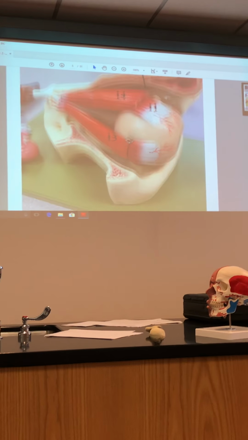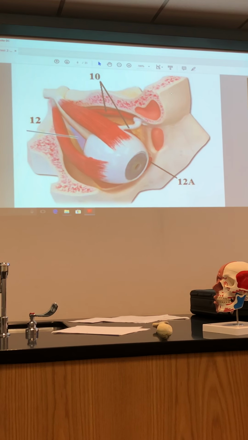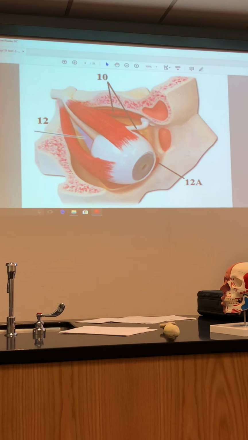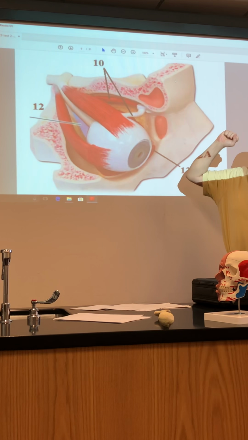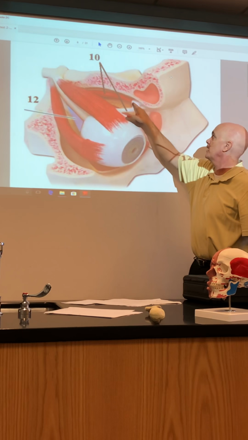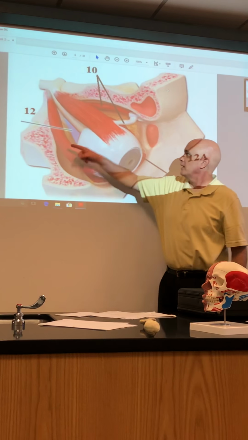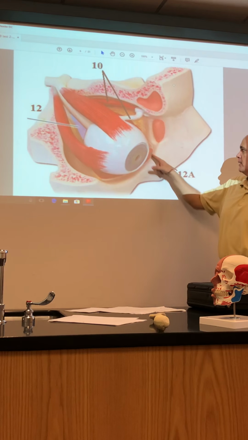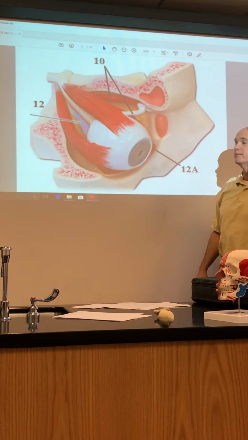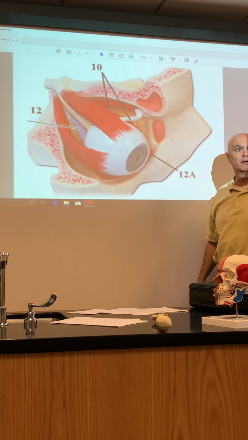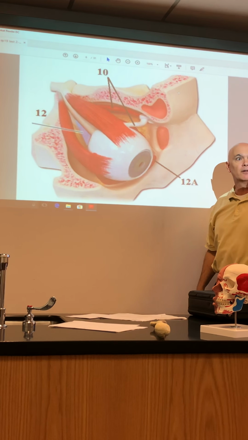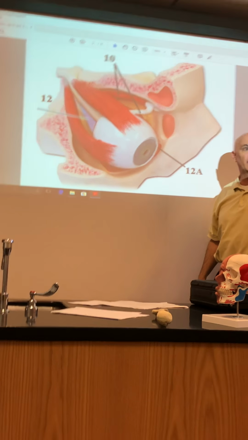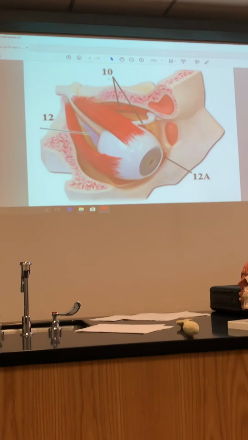Let's go to this one here. So 10, superior oblique. So you have superior oblique, which is what nerve? 4, which is trochlear. Here's the trochlea right there. Here's the inferior rectus. 12A would be the inferior oblique. What nerve is inferior oblique? Oculomotor, 3. This one is going to be the lateral rectus. We'll see that when we go over there, the next previous picture.